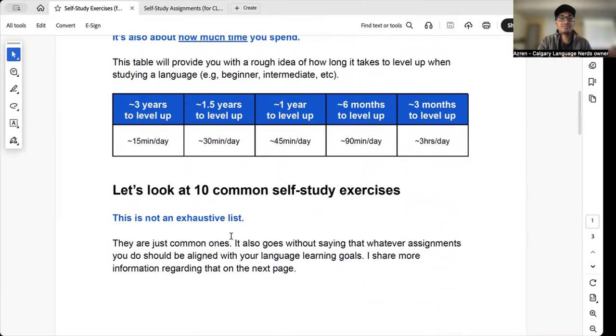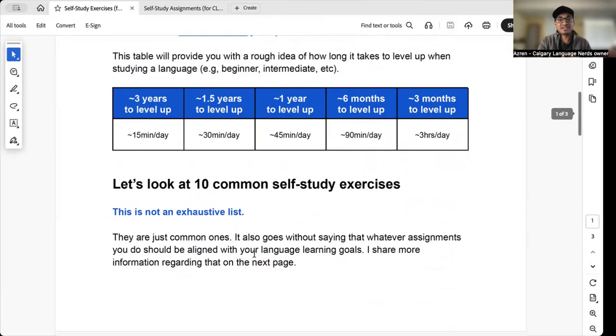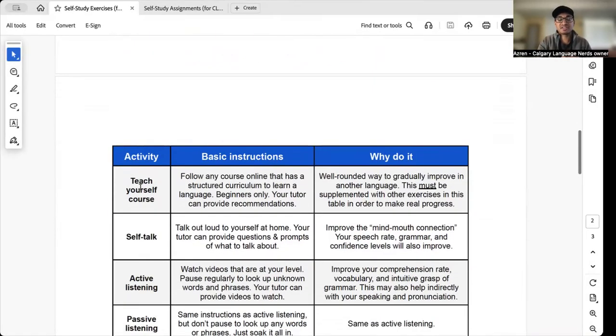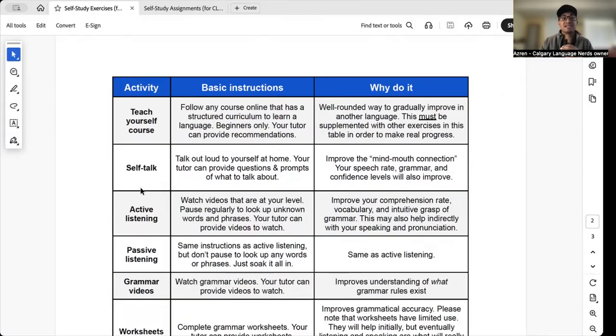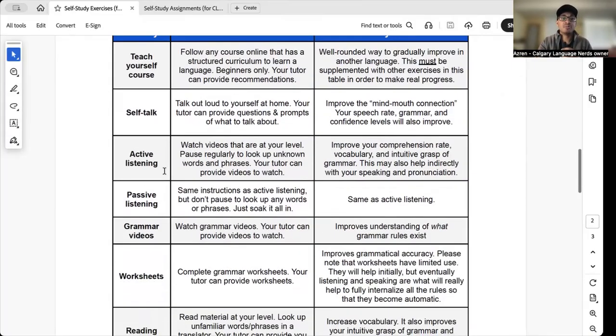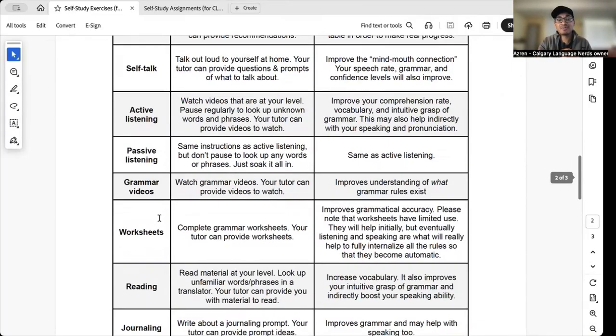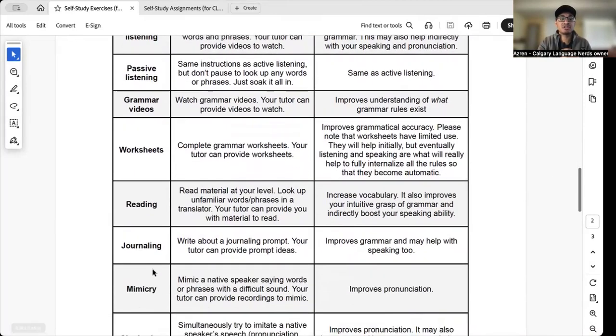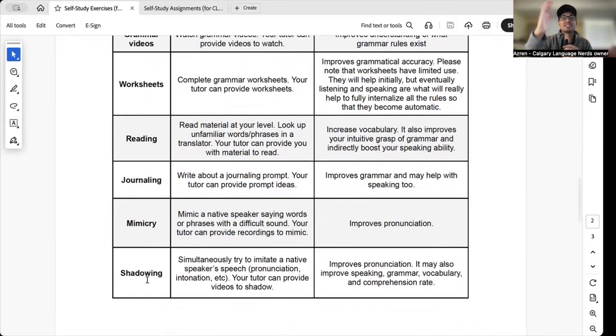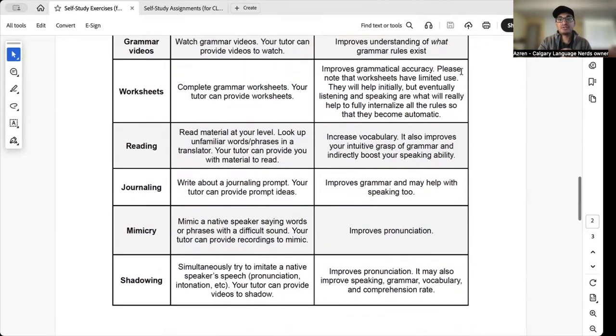And lastly, we looked at some really common self-study exercises. We looked at teach yourself courses, apps, podcasts that teach you, any structured self-study course. We talked about self-talk, talking to yourself out loud. We talked about different listening activities, grammar activities, worksheets, reading, journaling, mimicry, shadowing. These are the 10 that we talked about. And those are the 10 that I chose because they're the easiest ones to do. They're super easy to explain to you, and they're super easy for you to go and do them.